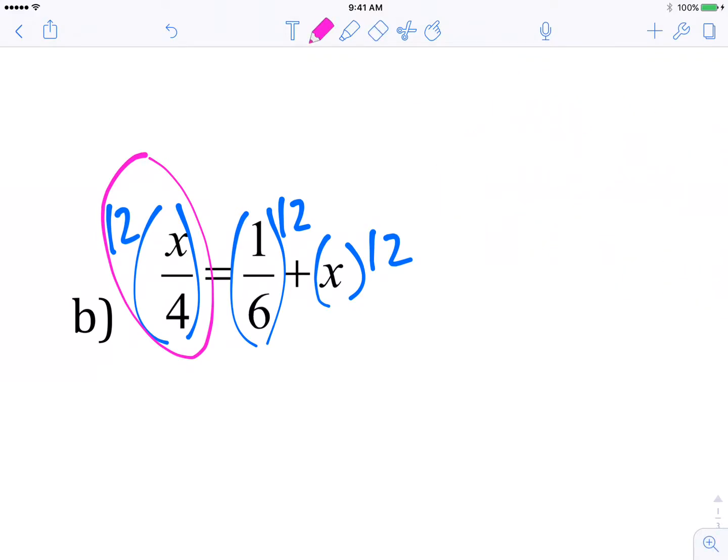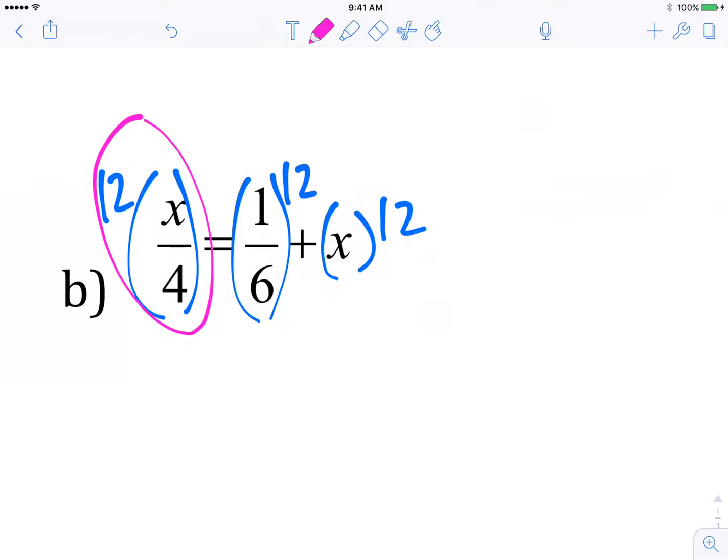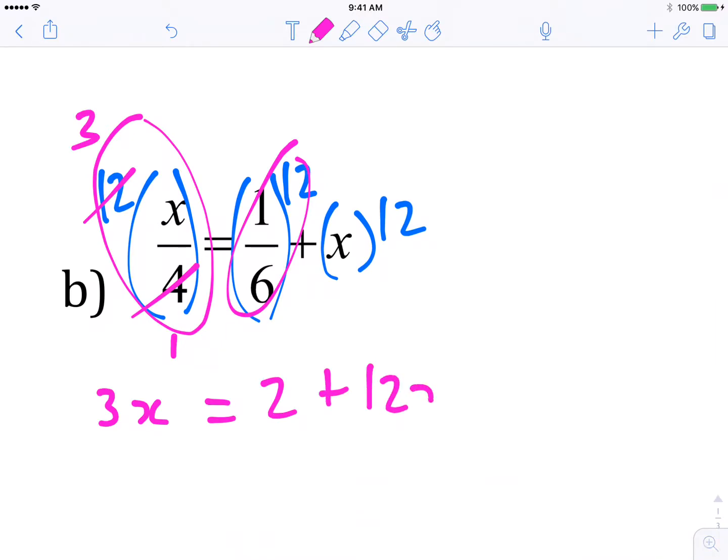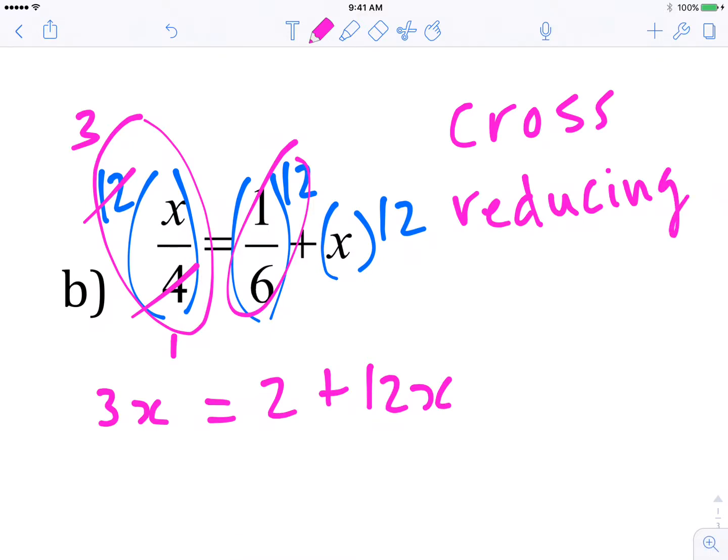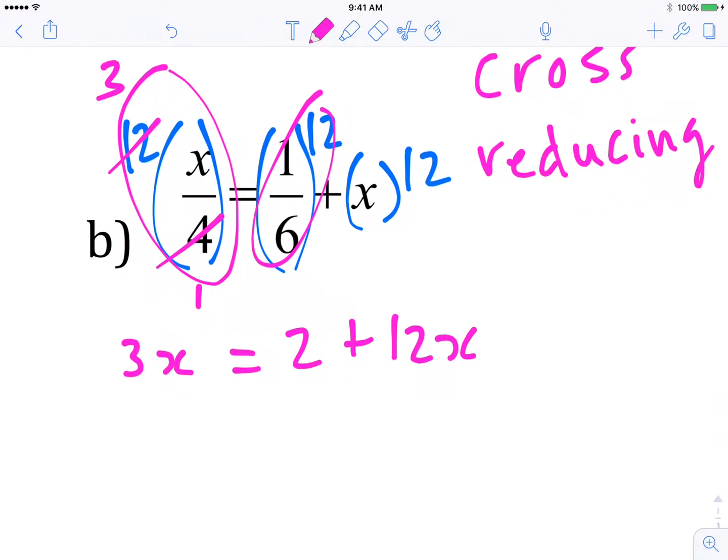Okay? And so again, 4 divided by 4 is 1, and 12 divided by 4 is 3. So we're left with 3 times x, or 3x, equals, in this case you have 12 divided by 6 because 12 times 1 is 12, and you have 6 in the denominator, and if we cross reduce, we get 2, and then plus 12 times x, which is 12x. So in this case, we are not doing cross multiplication, but rather cross reducing. Now we have a linear equation.